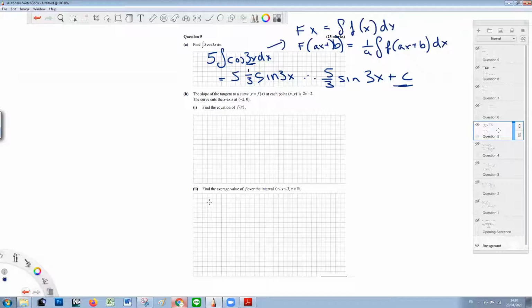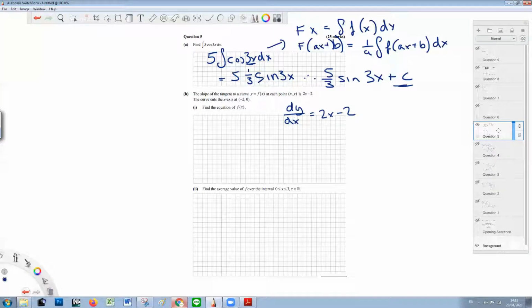So the next one we're looking at is the slope of the tangent to a curve y is equal to f of x. At each point (x, y) it is 2x minus 2. And the curve cuts the x-axis at minus 2 and 0. What we know about this is the slope of the tangent to the curve is this. So we know dy/dx is equal to 2x minus 2.